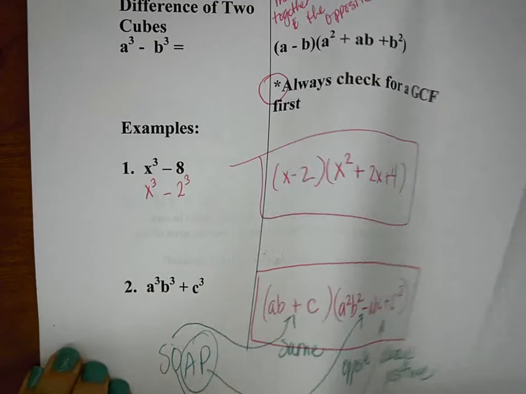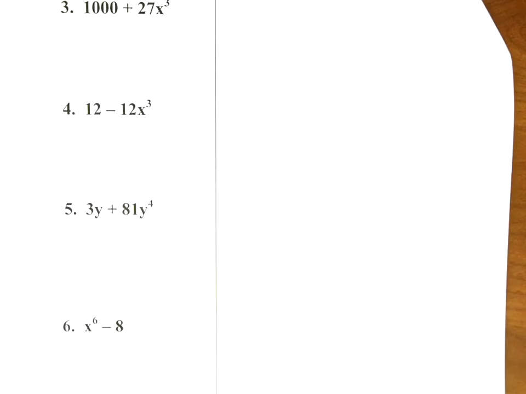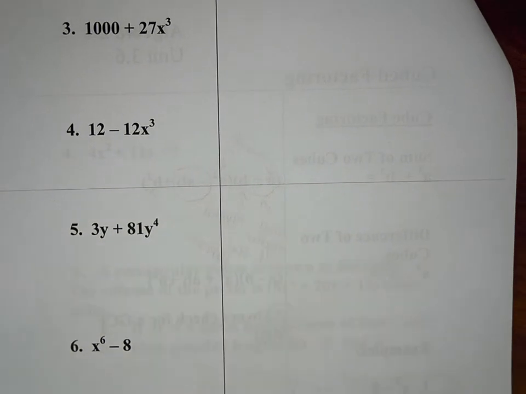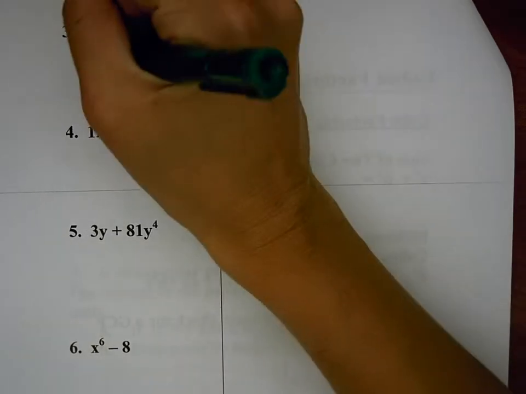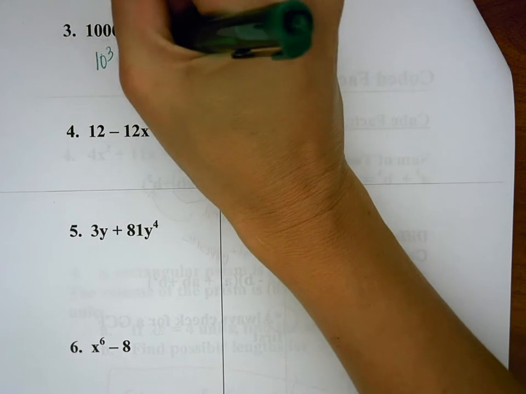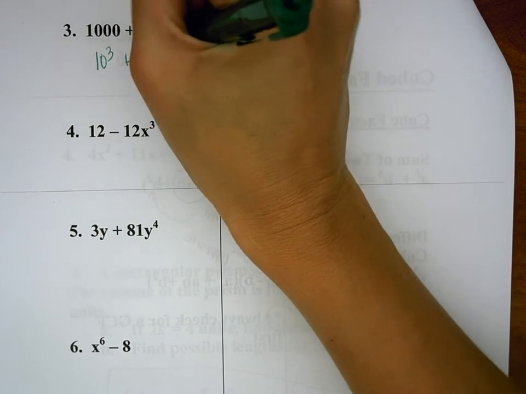Okay, example 3. First thing we always check for is GCF. There's no GCF in example 3, so next we need to write everything as a cube. So we write these as a cube. We have 1,000, which is written as 10 cubed, and 27 is 3 cubed, and we still have x cubed.